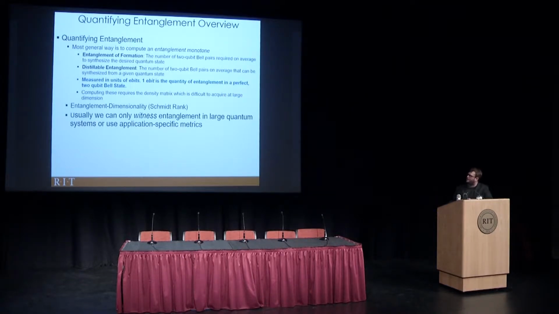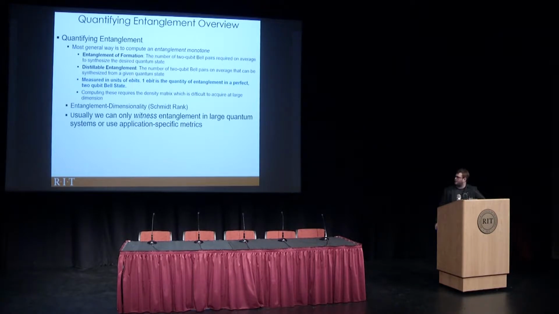There are different kinds of entanglement monotones or measures that give you E-bits, but really just think about Bell pairs. There are some other people who like to think a lot about entanglement dimensionality. I'm not going to talk about that so much today, but that's just how many entangled modes you have instead, like your Schmidt rank.